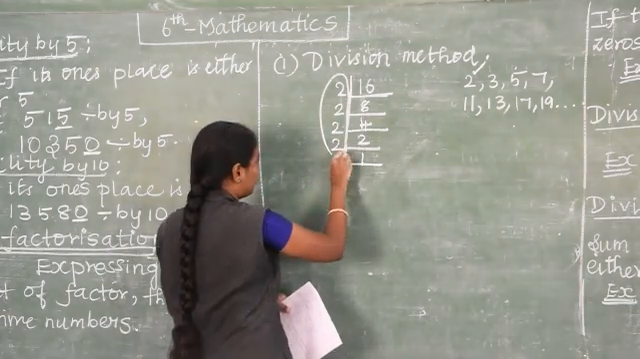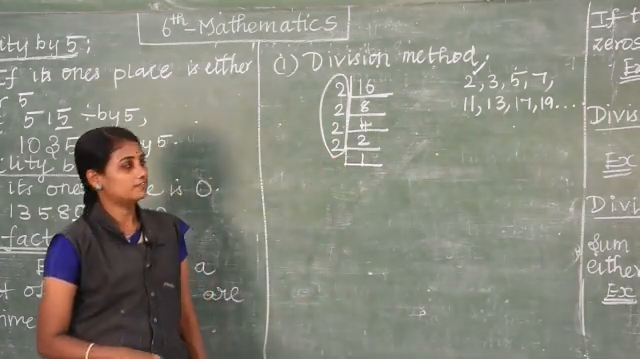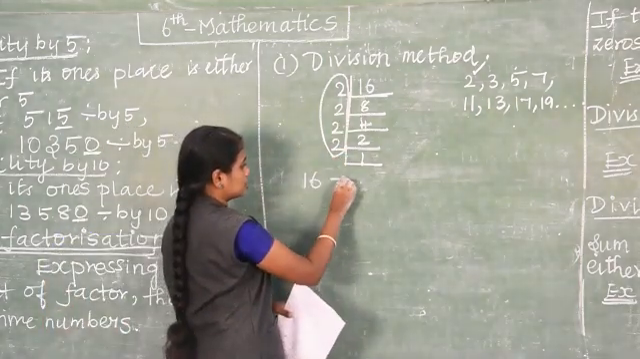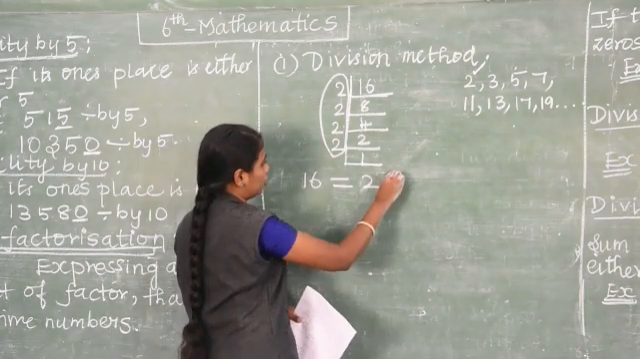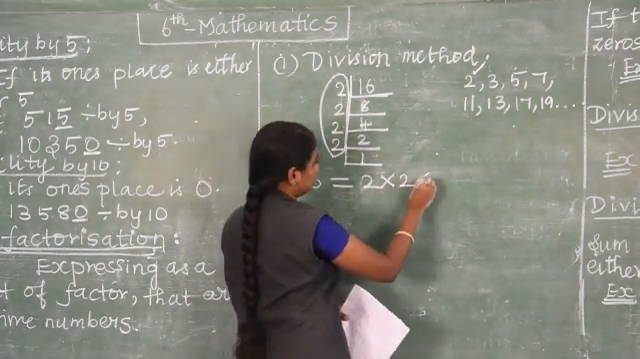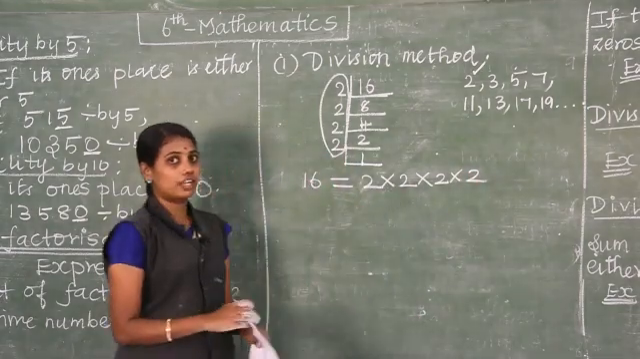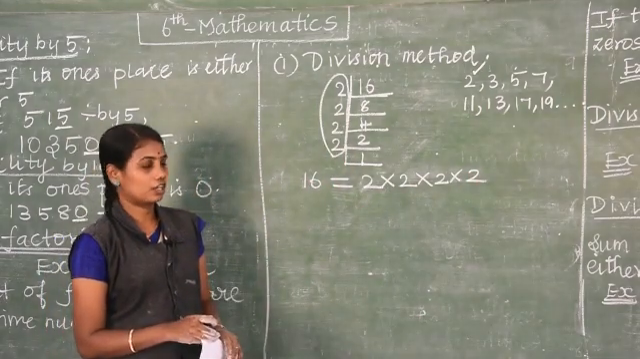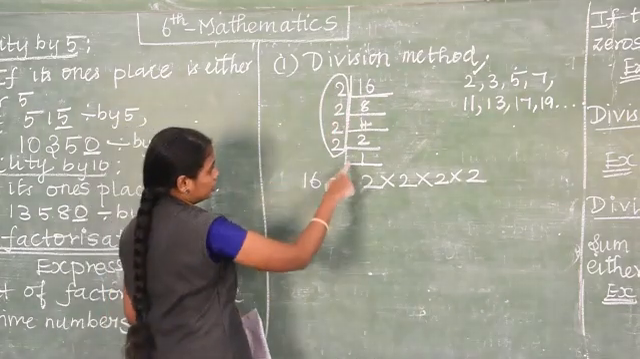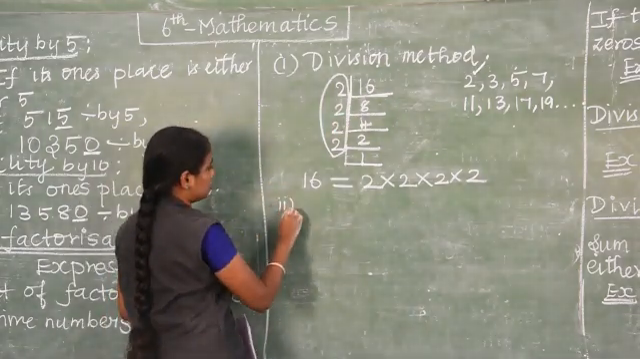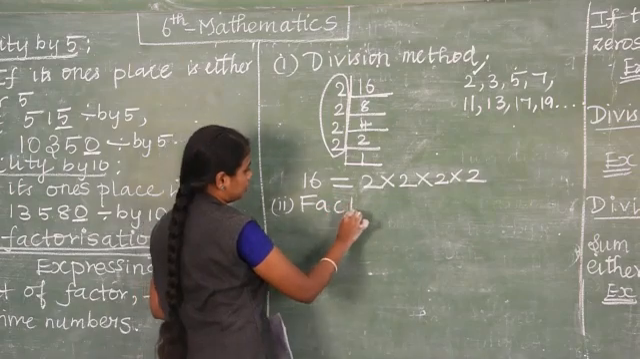These are called factors. So 16 can be written as a product of 2 into 2 into 2 into 2. Product means the multiplication sign. Product of prime numbers. This is called the division method. Next we have the factor tree method.